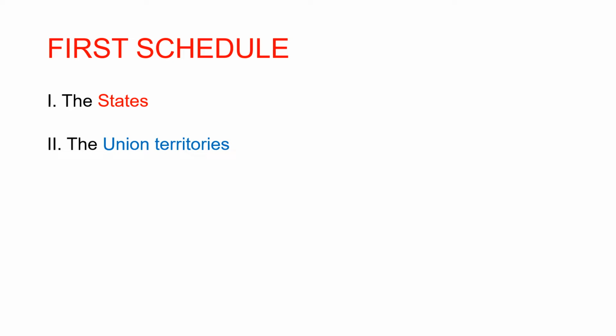First schedule. First schedule, part 1, the states. Second part, obviously, will be the union territories. So first schedule, first part, states. First schedule, second part, number 2, is union territories.